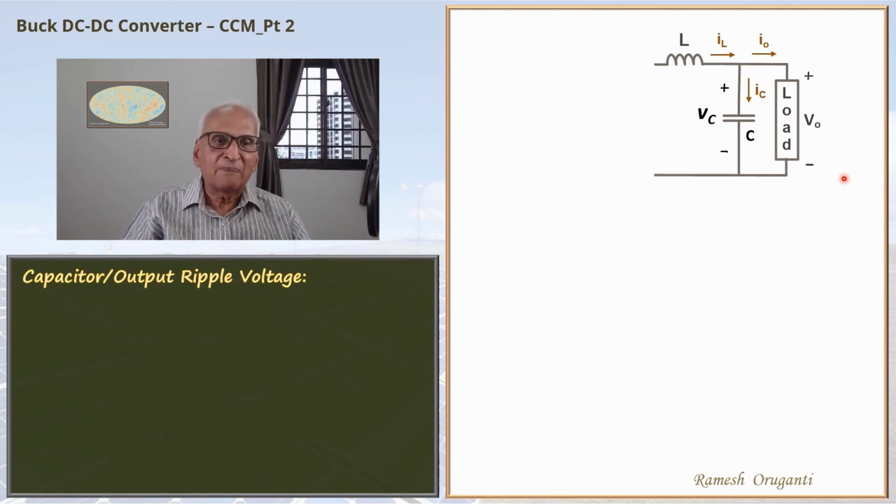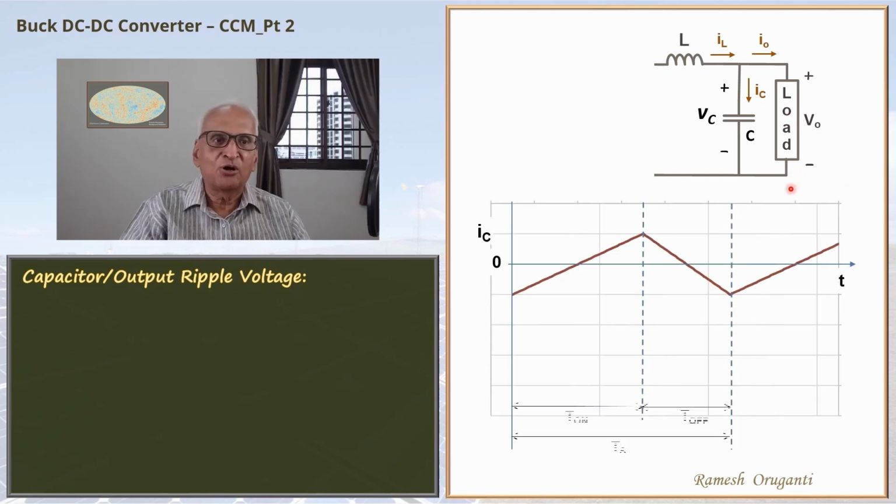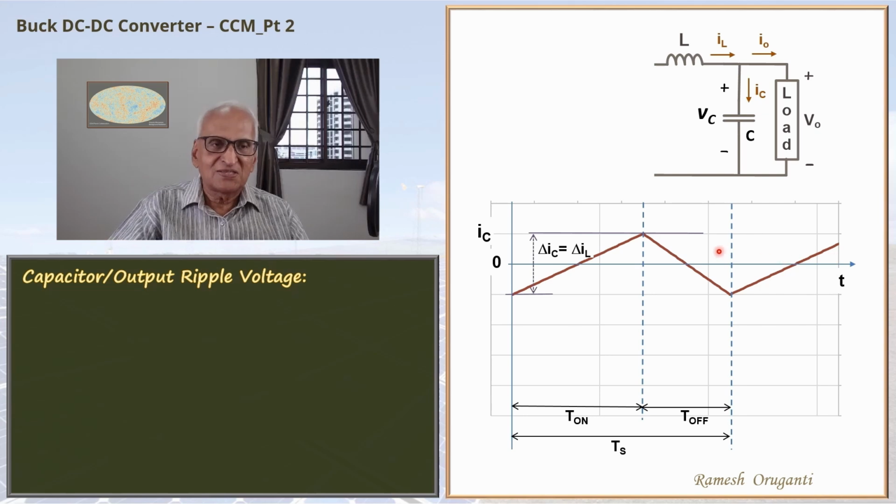Let's consider the capacitor current. We just now saw how it is to be plotted. This is the delta IC, peak-to-peak capacitor ripple current, which is the same as the peak-to-peak inductor ripple current.